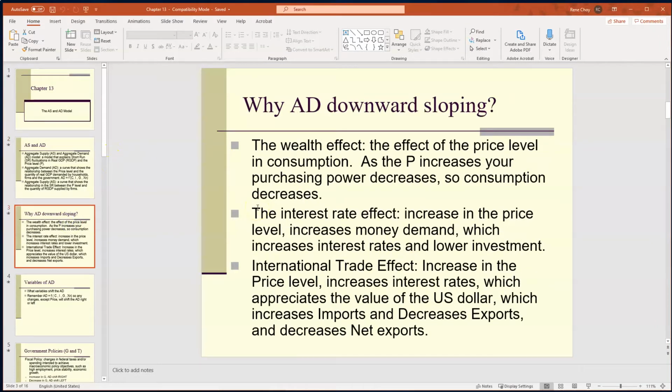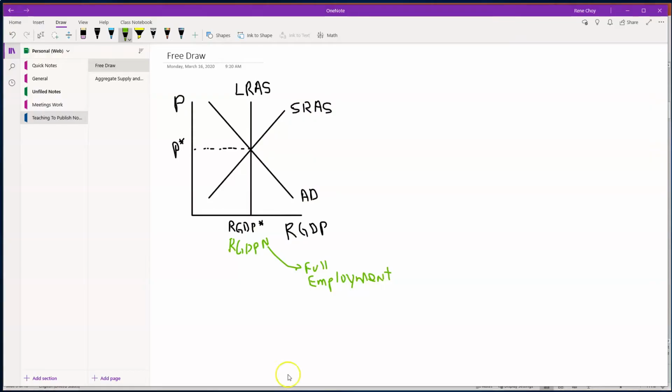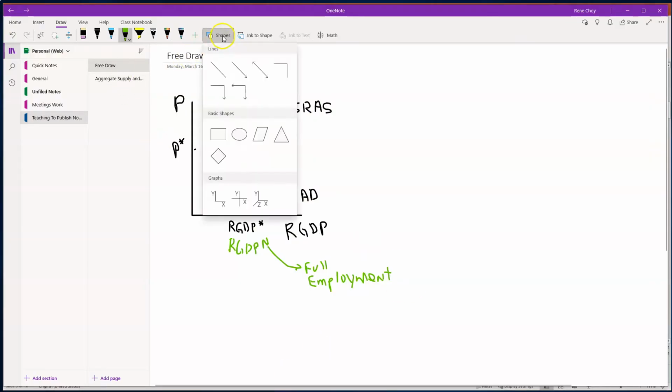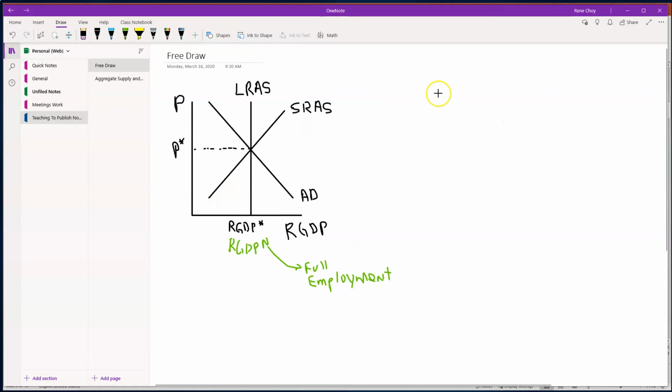All right, so why is it that the aggregate demand is downward sloping? Well, there are three basic reasons why it's downward sloping, and these are basically three different effects that show a negative relationship between price and real GDP. One's called the wealth effect, the other one's called the interest rate effect, and the third one is called the international trade effect. So basically these three effects show you that the shape of the aggregate demand is downward sloping.